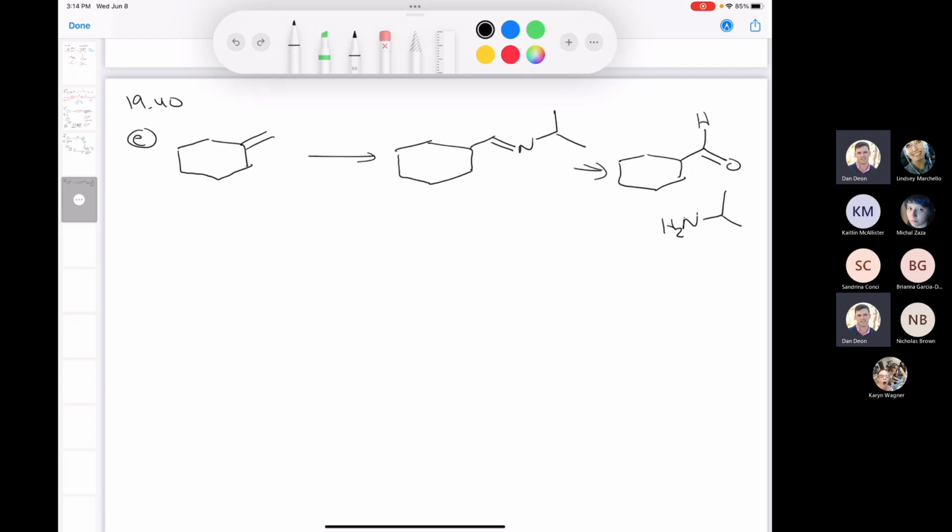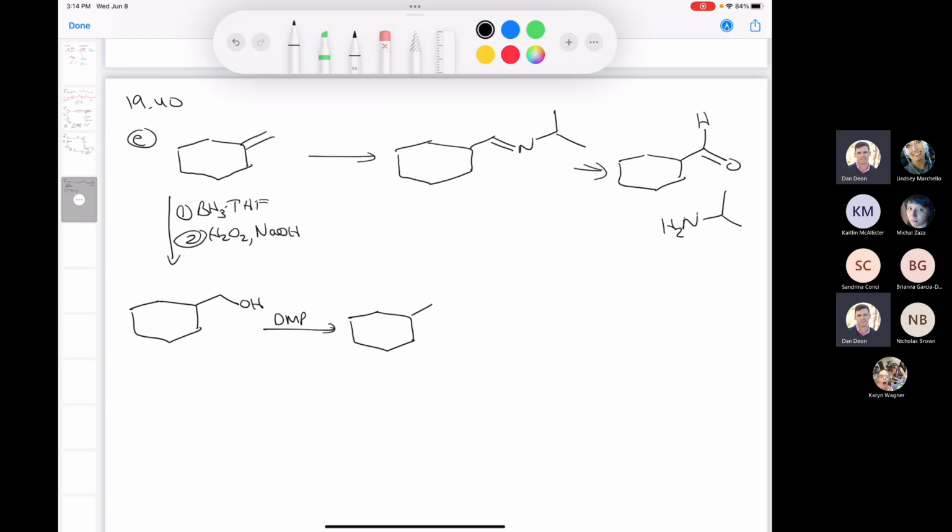And so what we're going to need to do is an anti-Markovnikov addition of water, and then to oxidize that primary alcohol to an aldehyde. So let's do that. First thing is an anti-Markovnikov addition of water, BH3 and THF, followed by hydrogen peroxide, sodium hydroxide. That will give us this compound. Then let's just oxidize it. Let's try Dess-Martin periodinane for a change, which is this, gives us our aldehyde.